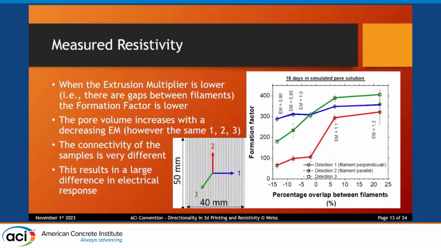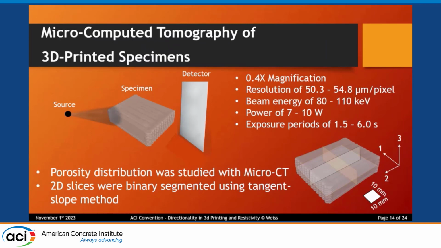So the first thing that we really need to notice here is the behavior, as we might expect, is very anisotropic. Right? It depends on the direction that we're looking at this. And that makes sense because we're trying to align those extruded elements with each other. So as we look into this, we want to get an assessment of what that porosity starts to look like. So we've applied microcomputer tomography to these samples.